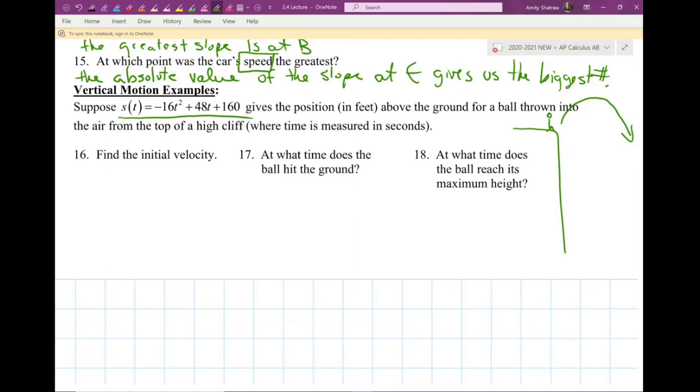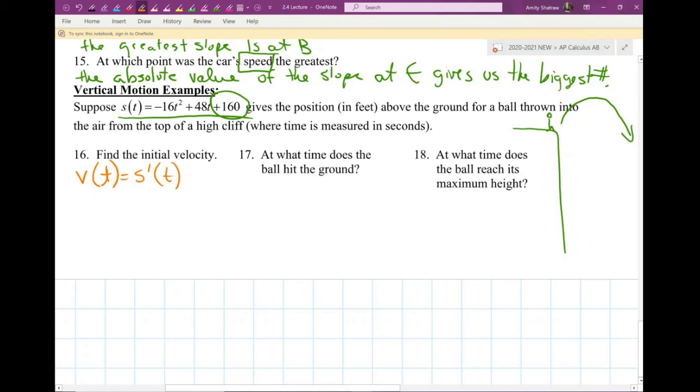As far as my initial position, I know that it's 160. Remember that number that's hanging out at the end. But what about number 16 where it says find the initial velocity? Well, what's the initial velocity? The velocity function needs to be found. And again, please do state that this is the derivative of the position function just for your grader.